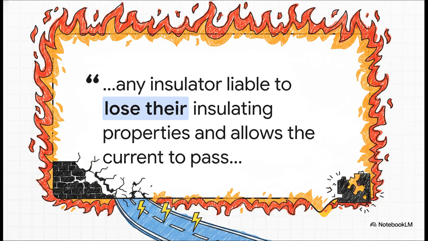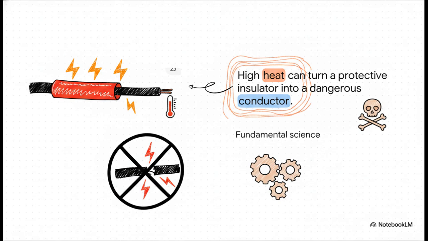And that is why this all matters in the real world. That plastic coating around a wire, that's our insulator. It has to stay relatively cool. If it gets too hot, it can fail. That protective barrier just breaks down, and suddenly you have a massive safety problem. This isn't just theory. It's the core science behind almost every electrical safety rule out there.